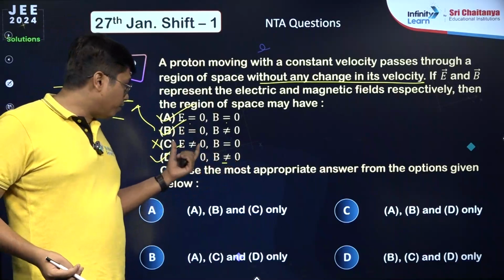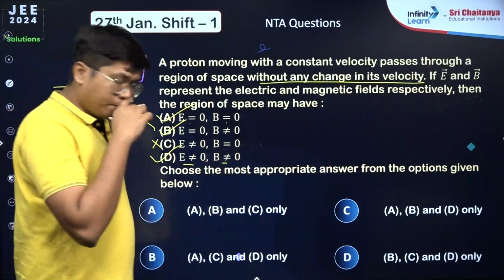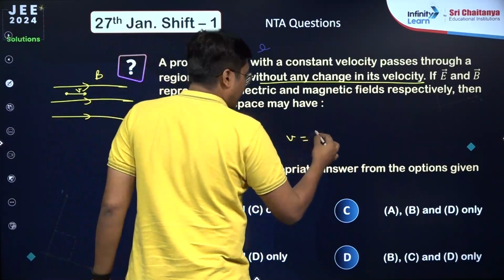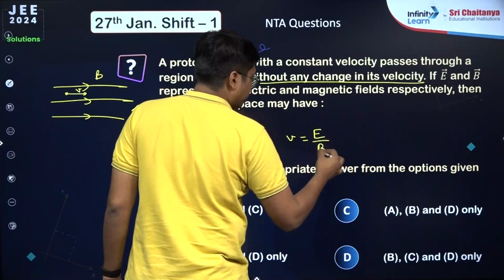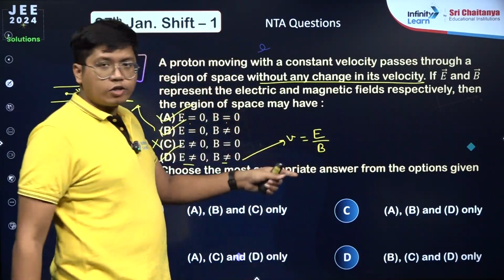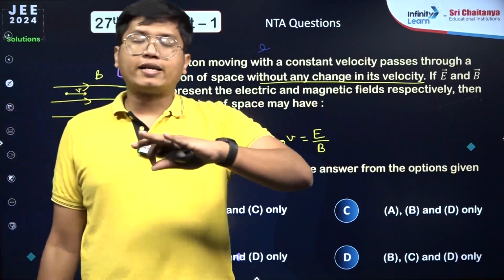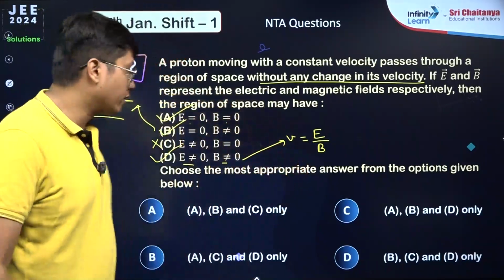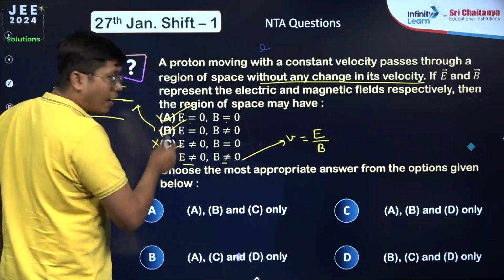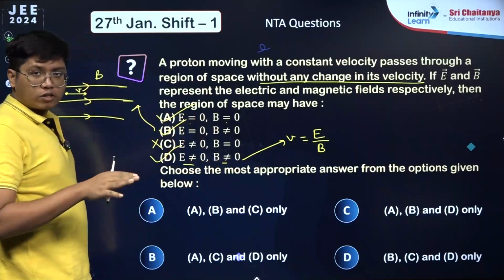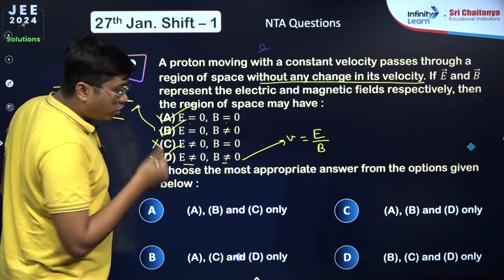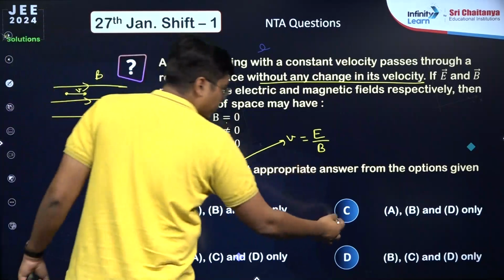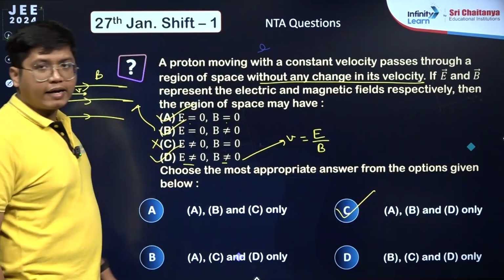In this case, with both electric field and magnetic field, if the velocity happens to be E by B, then you will have no net force acting. This is the concept of a velocity selector. So even in option D, you could have the particle moving at a constant velocity. So your correct option is A, B and D. So it is option C here. A, B and D only.